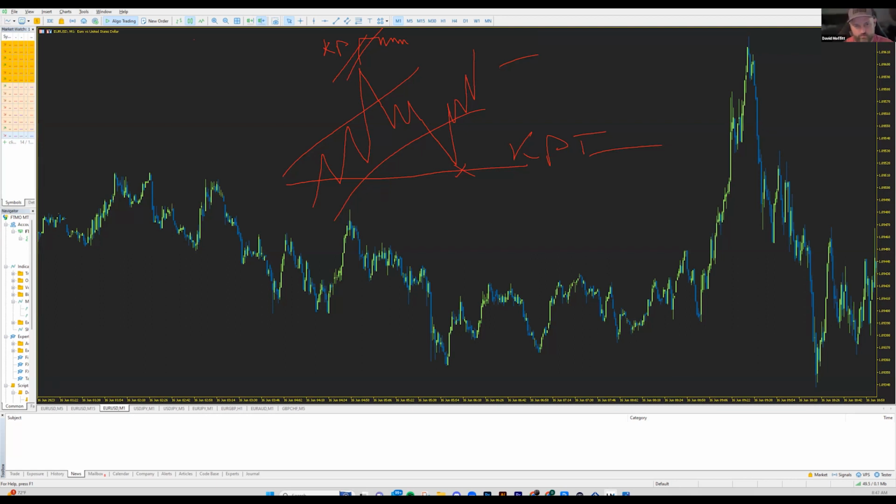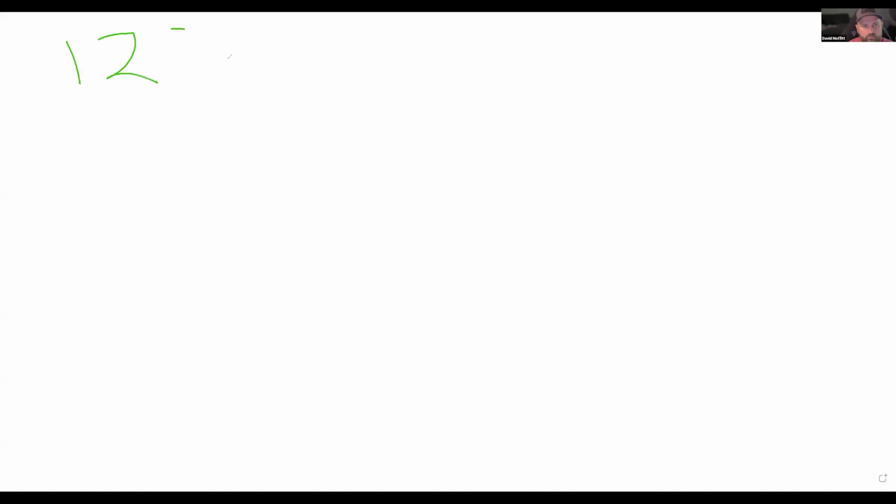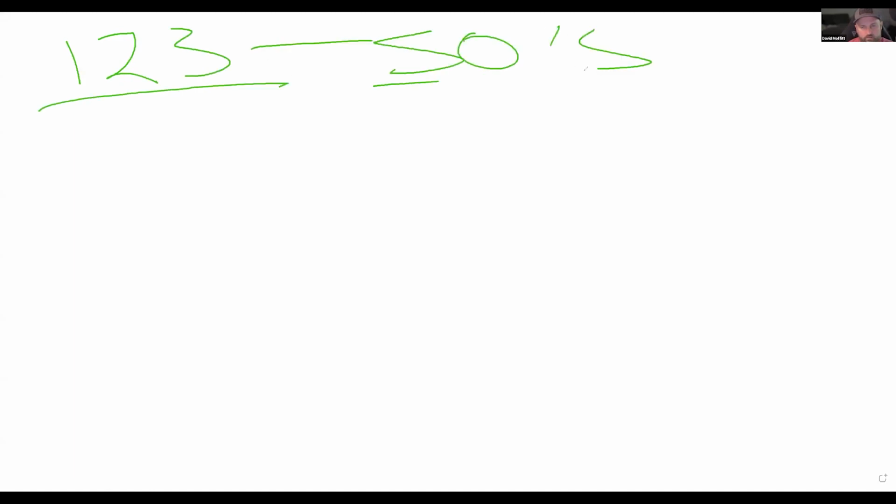Okay, any other questions or comments, anything like that? Basically, it all comes down to learning your 1, 2, 3s, your market structure, and your KPIs. If you break trading down to its simplest form, it really does come down to the 1, 2, 3s and the 50s. And then you have to make the decision, are the 1, 2, 3s in a range?